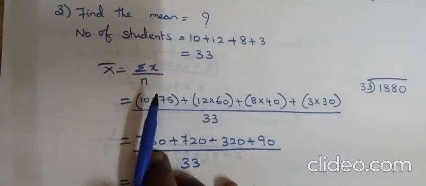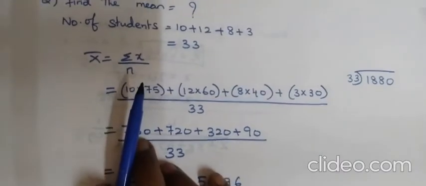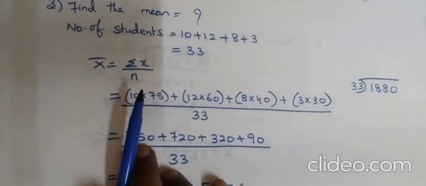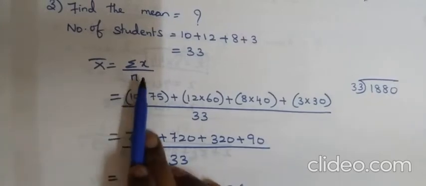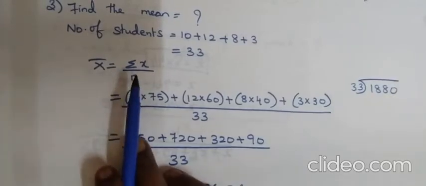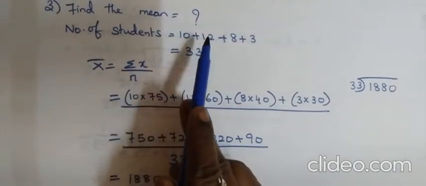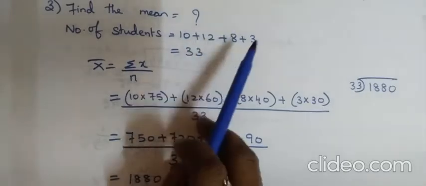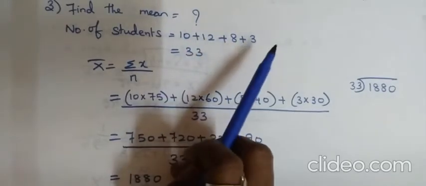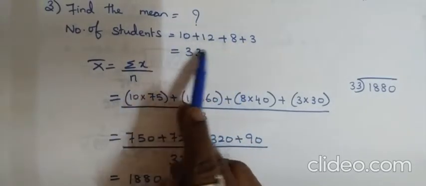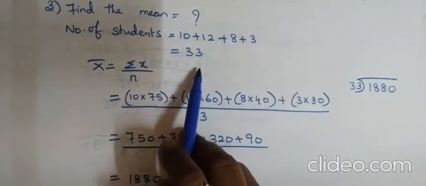They are asking us to find out the average score, the arithmetic mean. So x bar equal to summation x by n. Number of students: 10 students scored 75, so 10. Then 12 students scored 60, 12. 8 students scored 40. 3 students scored 30. So adding all this, we will be getting 33.